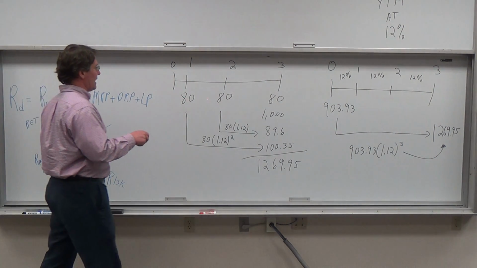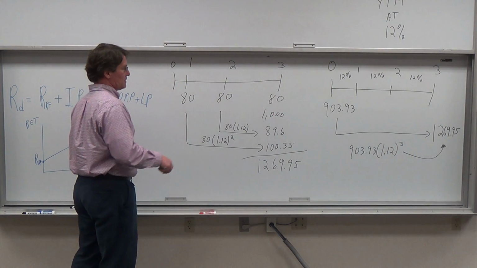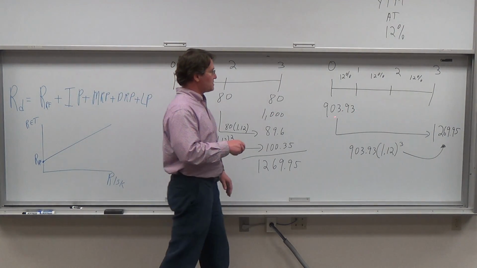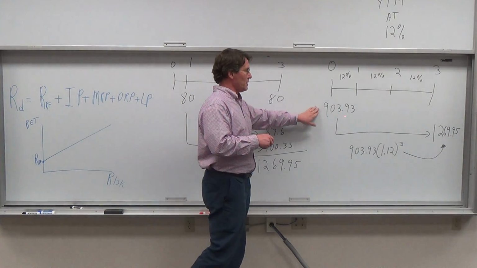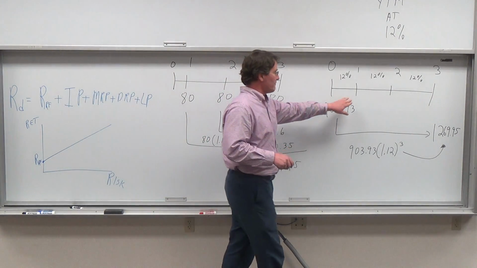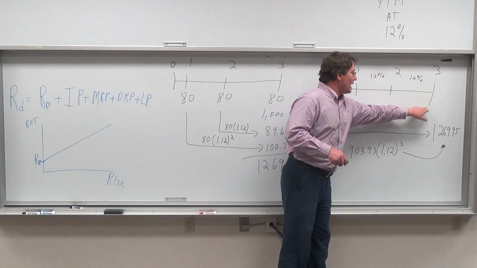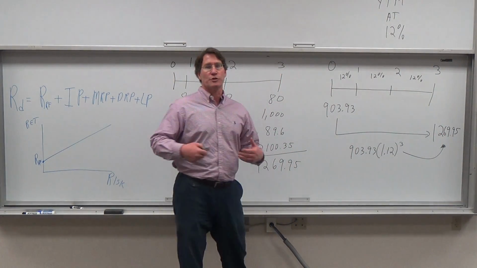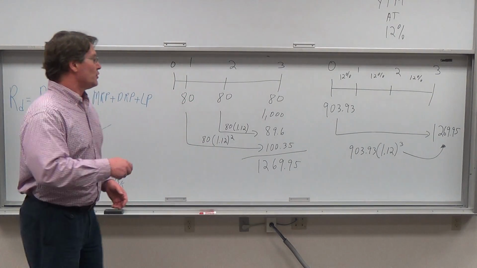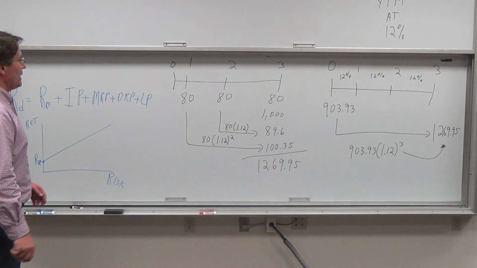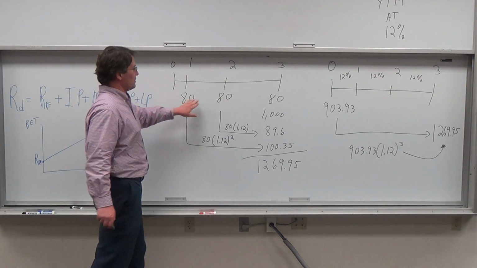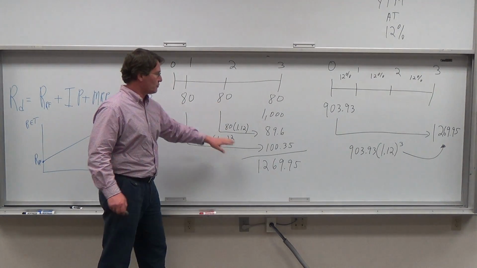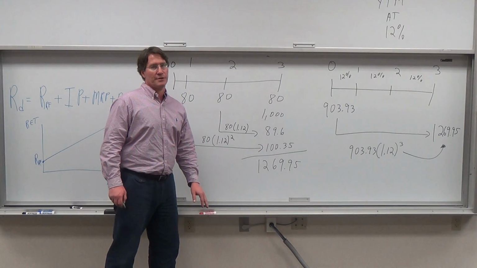that's going to give back 80, 80, 80, and 1,000. I'm going to call this investment A. Or you can invest your 903.93 into an investment that's going to give back 0, 0, and in year 3 it's going to give back 1269.95. Which one would you pick? Well, you're indifferent between the two if you could reinvest these cash flows at 12%.